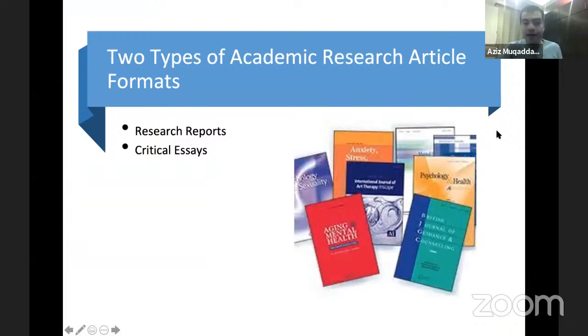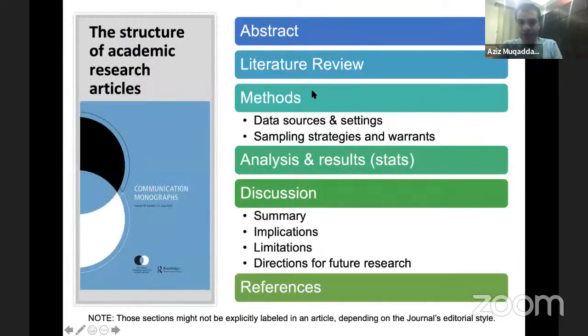So when we talk about academic research articles, there are two major formats. One is academic research articles, which are the ones we're going to focus on during this semester, and I'm going to talk about them today. And then we have critical essays. They are still academic formats, but they are not necessarily research reports. I'm going to talk about those on Monday. But for the remainder of class, I'm just going to talk about research reports.